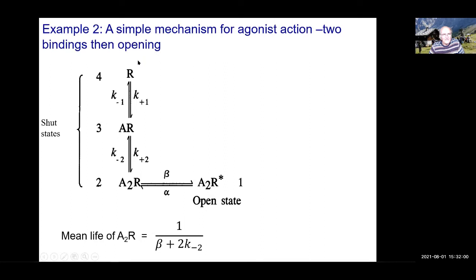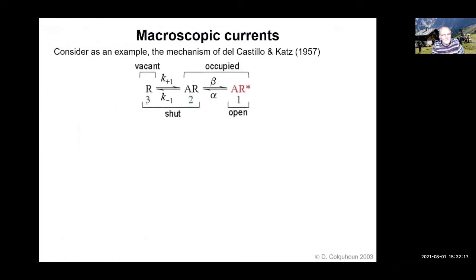Now, in fact, there are three intercommunicating shut states here. So, in principle, the distribution of shut times is a mixture of three exponential distributions. But if this one is much faster than the others, then you can measure it roughly.